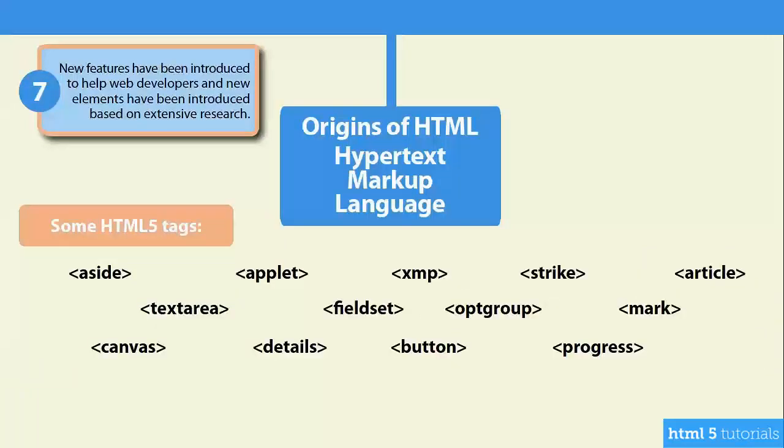New features have been introduced to help web developers, and new elements have been introduced based on extensive research, including tips from people who are developing, things they're trying to get the browser to show and aren't appearing properly, so new tags are developed all the time. Here are some examples of some tags that are supported in HTML5. Some of them are new, such as the aside tag and the canvas tag. Some have been around for a while and have just been refined. So that's a little bit of background information on working with HTML, and as we progress, we'll learn more about what tags are used specifically with HTML5.